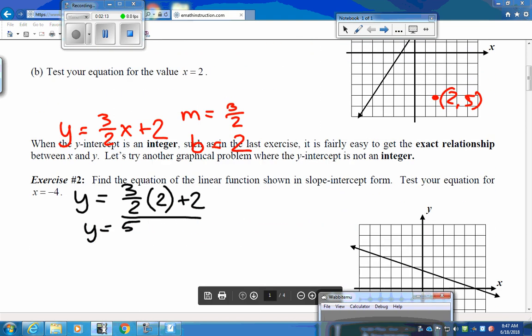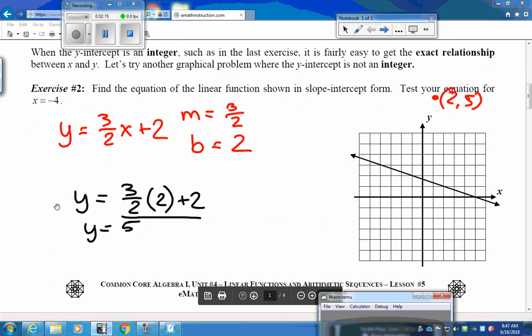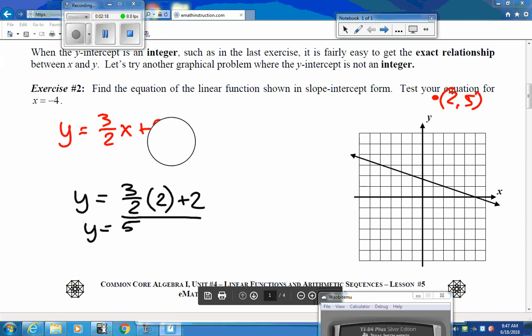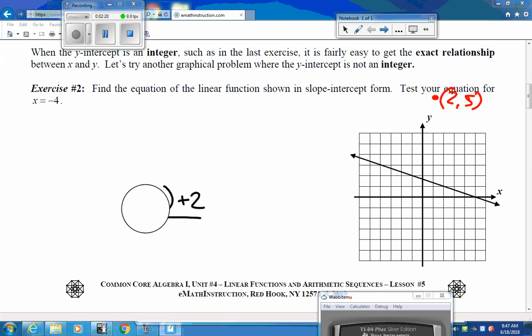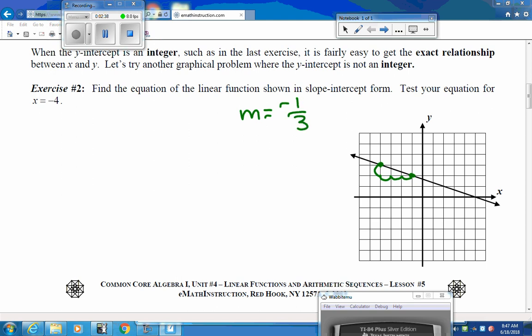Now on the next one, similar to what we just talked about. The only difference is for this one, I can figure out 2 points. And I'm going down 1 and right 3. So that means my slope is negative 1/3. But I don't have a y-intercept that's a whole number. It's kind of in between.